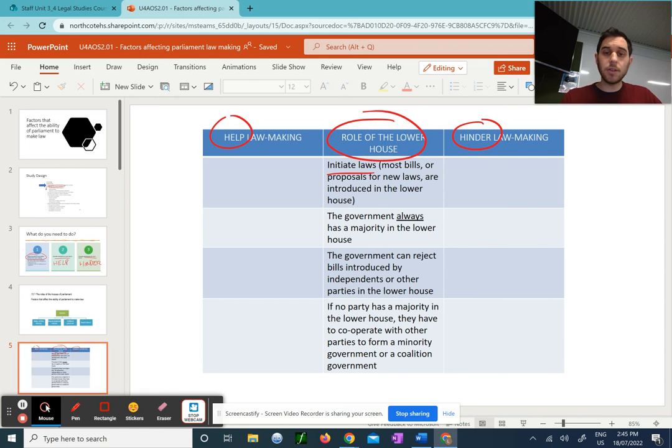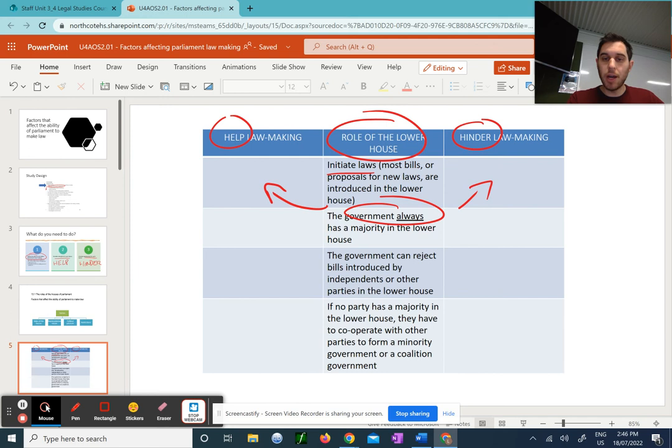So, for example, the fact that the lower house initiates most laws because the government always has a majority there, we know that for the most part, that's going to help Parliament make law. If they want to, they're always guaranteed to be able to pass a law through the lower house. That's going to speed the process up, make it more efficient in a way, so that's going to help their lawmaking. On the other hand, you might talk about how that might hinder the lawmaking process in the sense that it might make it so that perhaps we end up with laws that don't truly reflect what the people want. Maybe if the government's pushing through laws without stopping for time for debate, that's going to hinder an effective and representative lawmaking process.